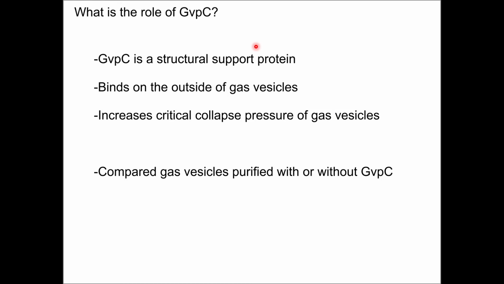So the last question they wanted to address was the role of this accessory protein, GVPC. So this is, as I mentioned before, a structural support protein. It binds on the outside of the gas vesicles and increases the critical collapse pressure of the gas vesicle, which is the amount of pressure you need to apply to actually burst the vesicle. And what they did was they compared gas vesicles purified with and without the presence of GVPC.